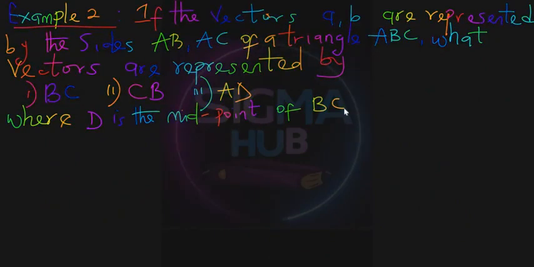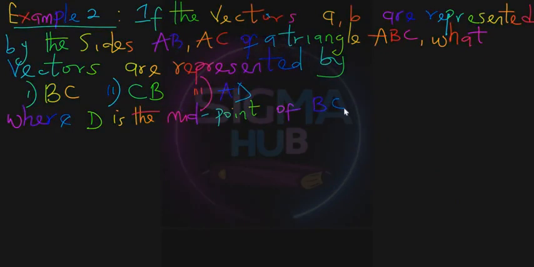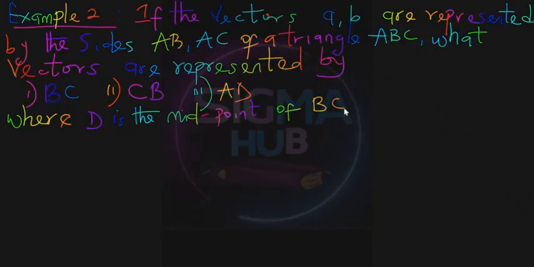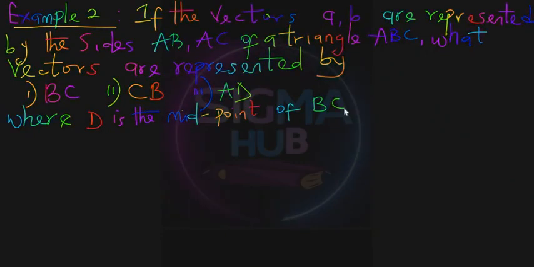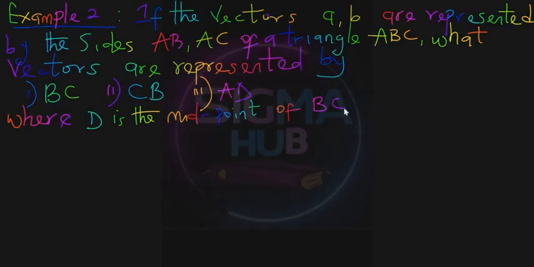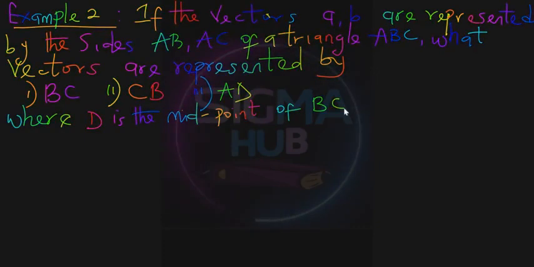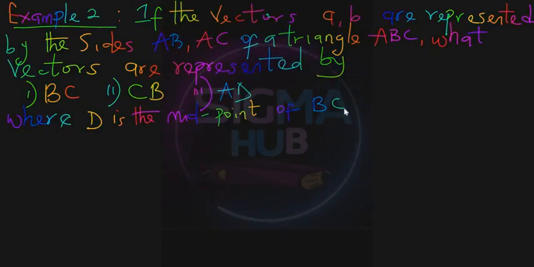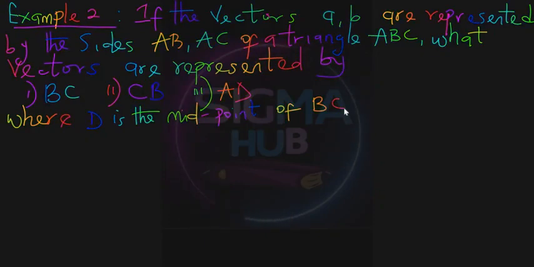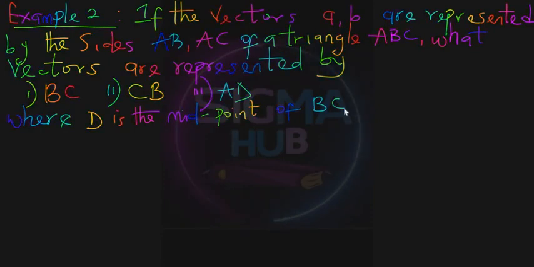Now let's quickly move and talk about the second example. It says that if the vectors a, b are represented by the sides AB and AC of a triangle ABC, what vectors are represented by 1. BC, 2. CB, and 3. AD, where D is the midpoint of BC.